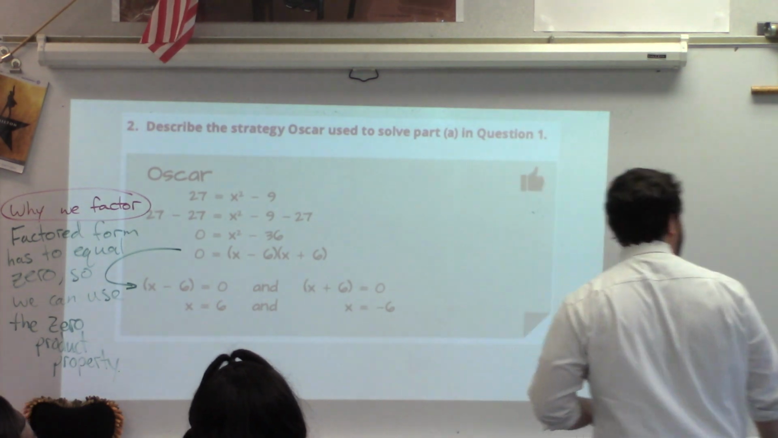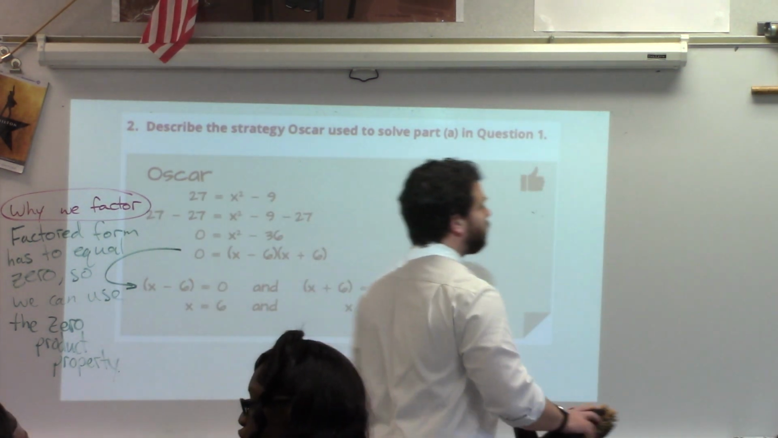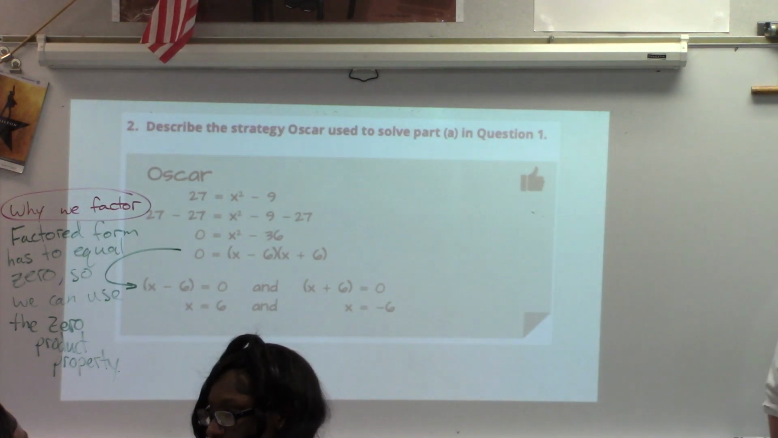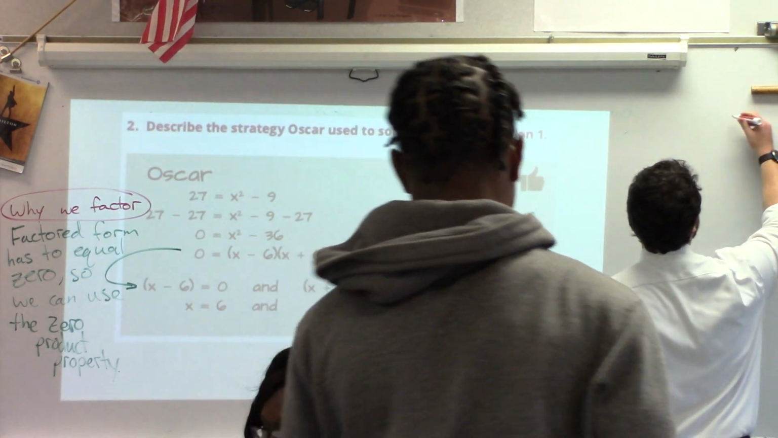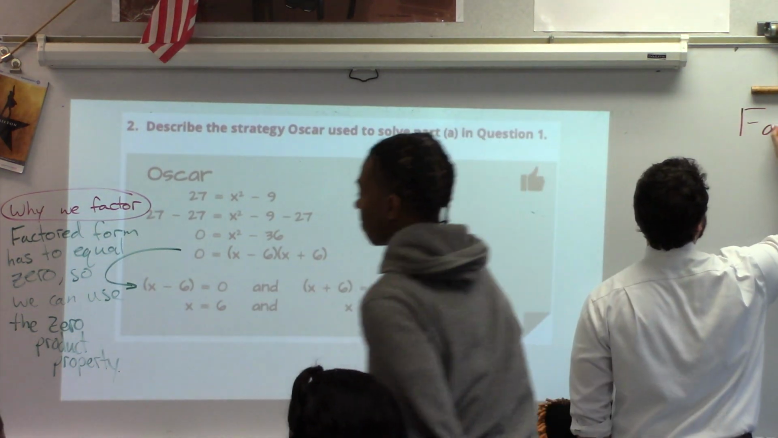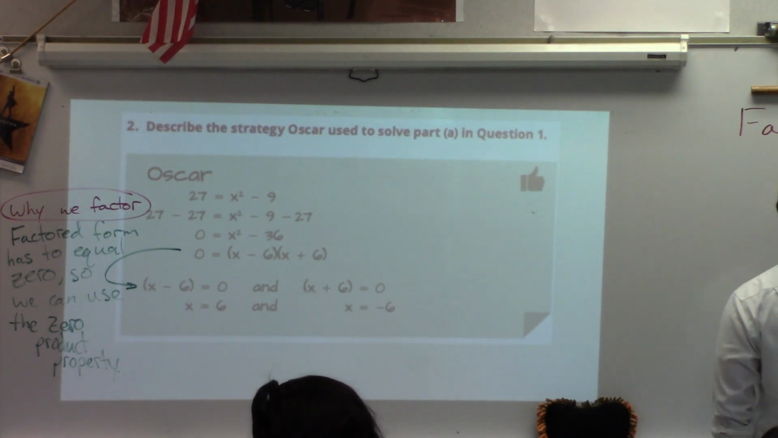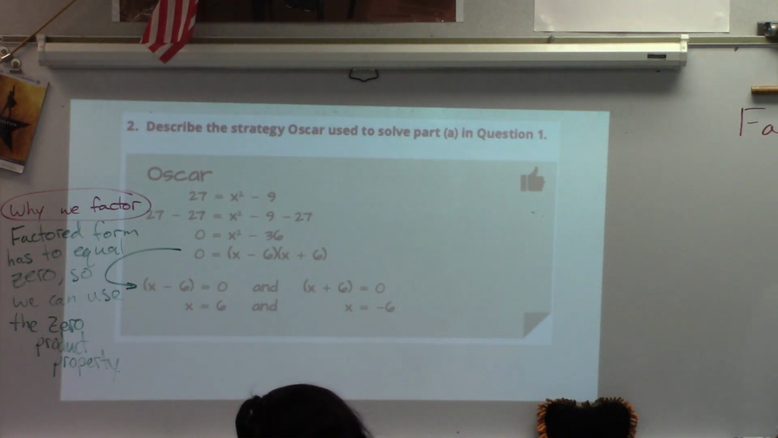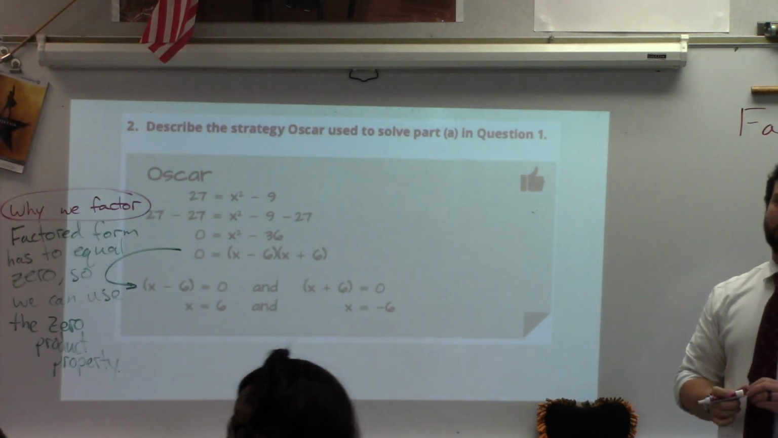Okay. This is where I want you to get out that blank sheet of paper and start taking some notes. If you're already taking notes on a blank sheet of paper, continue. But you need to box this statement. So, factoring quadratics notes.